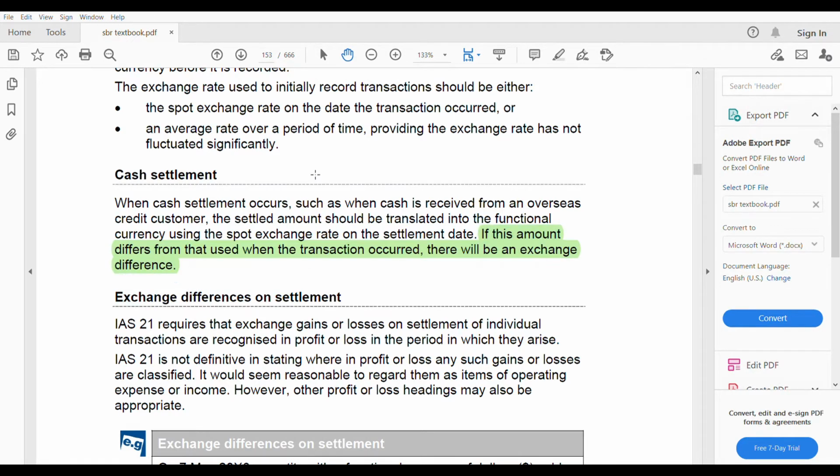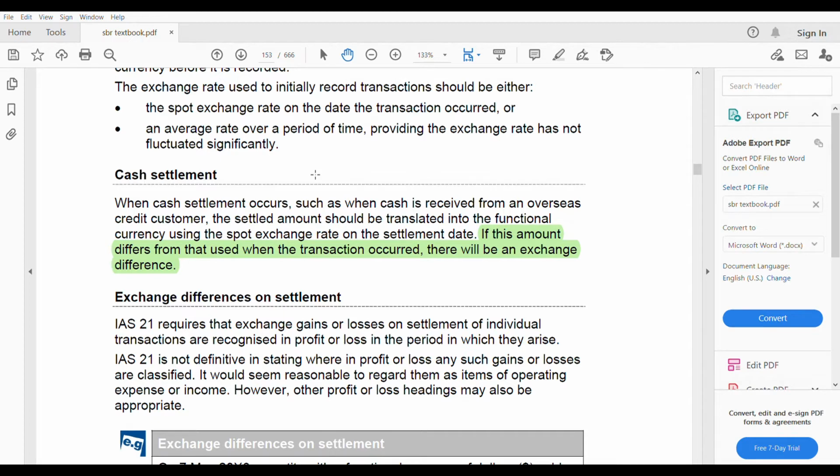Okay, so your transaction occurred that day, and the rate was something else. Now when you convert to functional currency on the settlement day, the amount is different, so that difference is known as the exchange difference. Definitely you will get an exchange difference, there is no doubt about it. Every question which will be given to you in the exam will have an exchange difference if IAS 21 comes. IAS 21 does not always come.